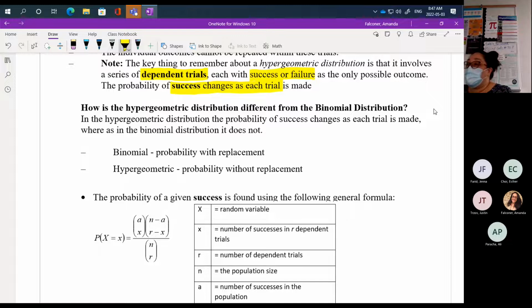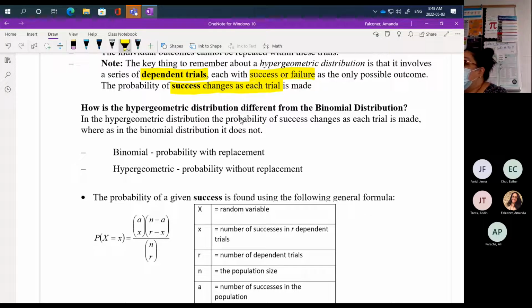So if we're creating a committee and we want to know how many women are on the committee, given a certain number of men and a certain number of women, as I take out one person, that's going to change the likelihood of me choosing another woman for the committee as my next trial, right? Selecting each person is like a trial in that scenario, because you're not putting that person back in and reselecting. So there's no replacement.